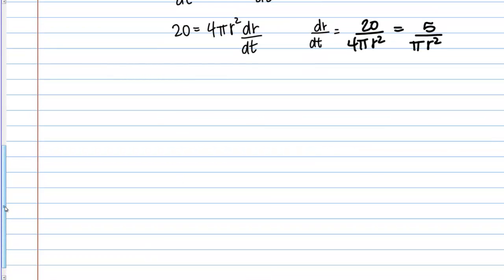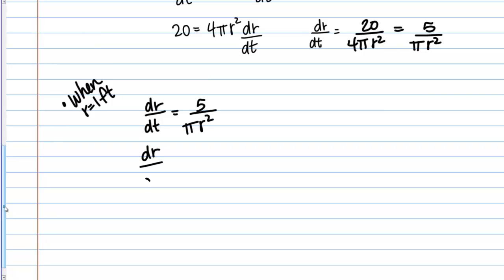Okay, so what do we want to know? First of all, we want to know when r equals 1 foot. Okay, so let's go ahead and figure that out. So dr/dt equals 5 over pi r squared. And when r is 1, then this is going to give me 5 over pi. And the units on this would be feet per minute. We want to be consistent with the original units.